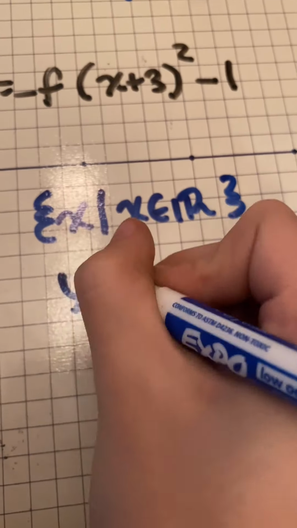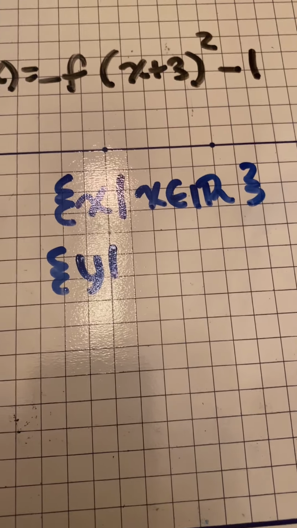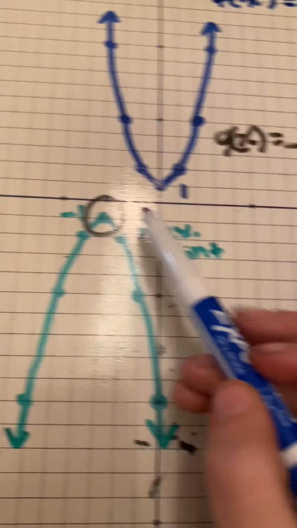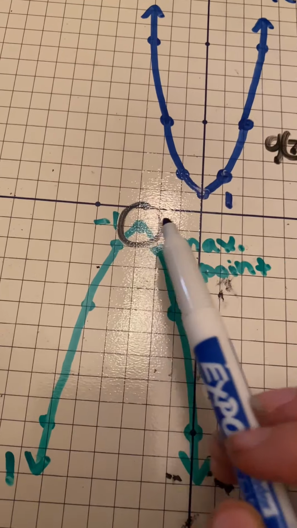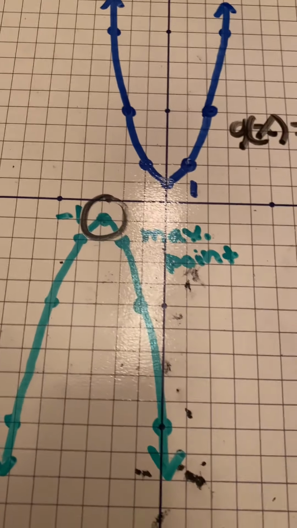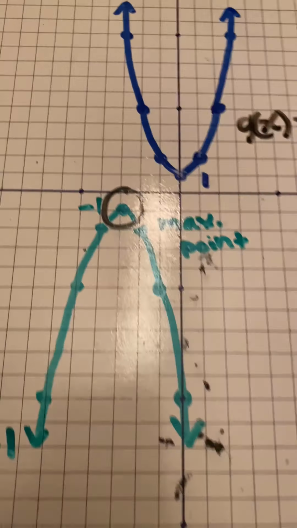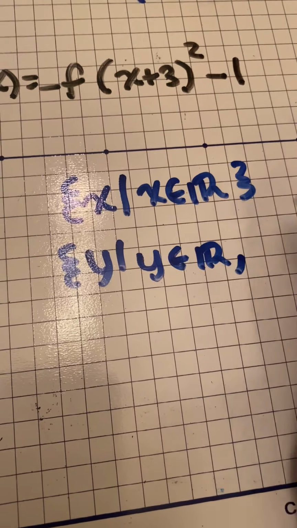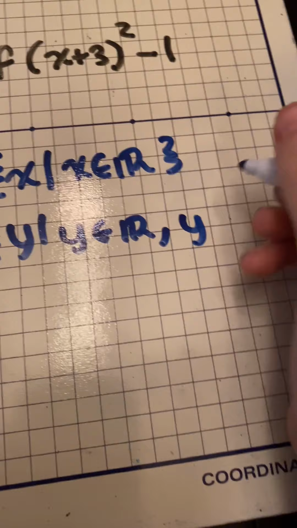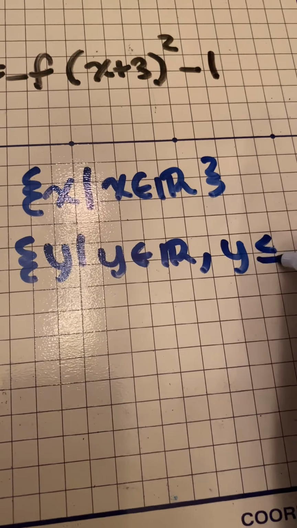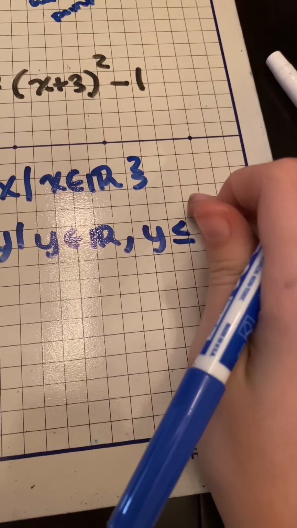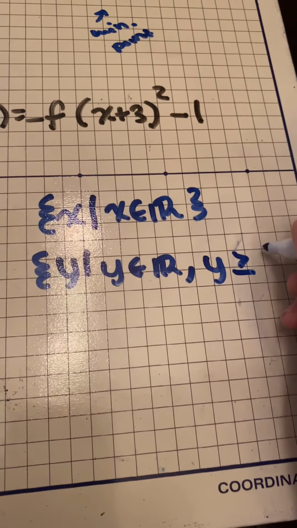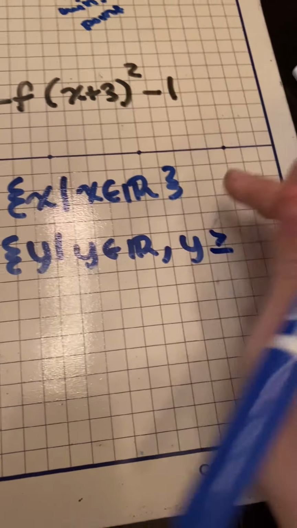And for your y's, so your range, since this is your maximum point, this will be included in your range. But other than that, it would also be continuous after this point. So it would be y is an element of all real numbers when y is less than or equal to, when y is greater than or equal to, nope.